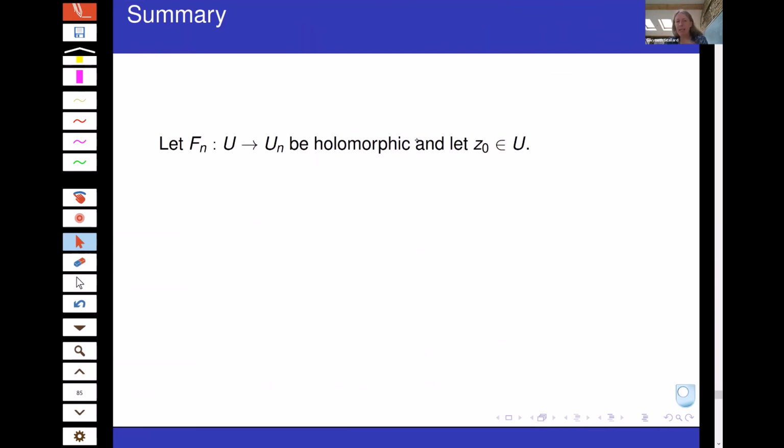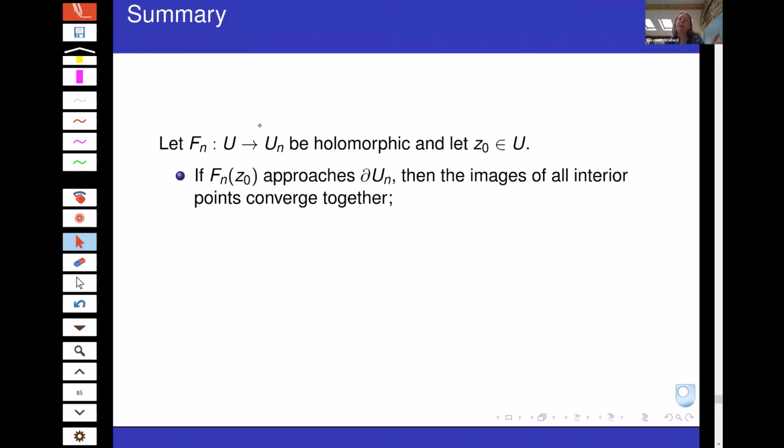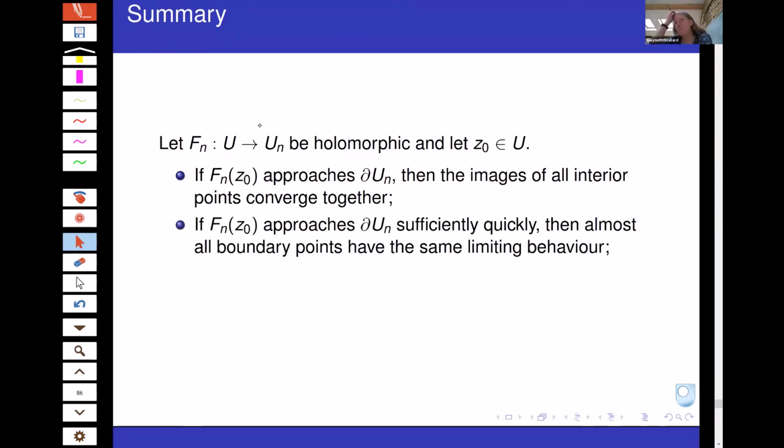So what we've been looking at is holomorphic maps between simply connected domains, and certainly this could be a wandering domain mapping along an orbit. And we had that if you have one point inside, say your wandering domain, that approaches the boundary as you go along, then all the images of all the interior points converge together. And then we had this ADM dichotomy, that if the point inside approaches the boundary sufficiently quickly, then almost all the boundary points have the same limiting behaviour.